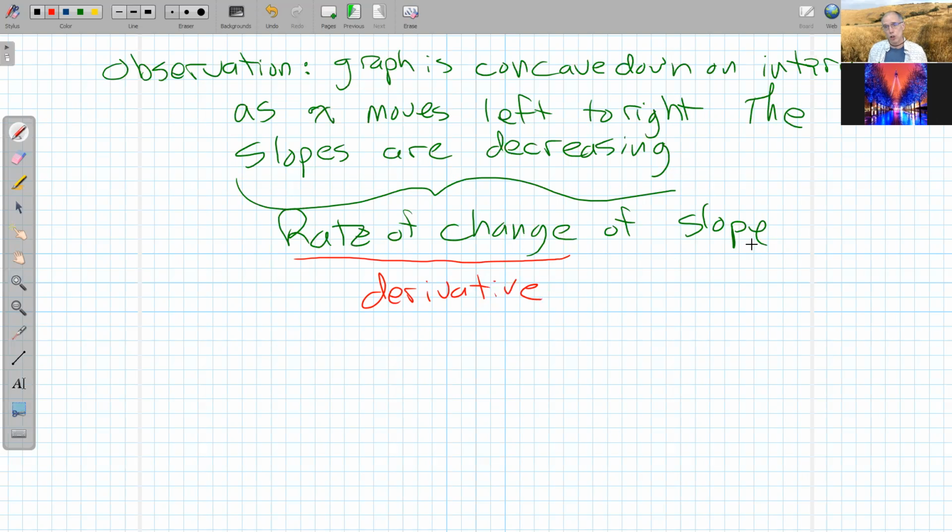Slope we get from a derivative. Derivative. And ooh, there we go. So what's going on here is I'm thinking about the derivative of the derivative. That is the second derivative.